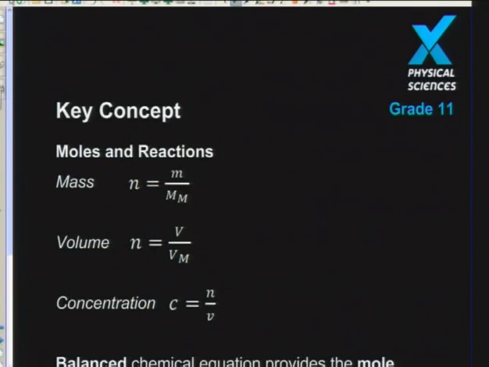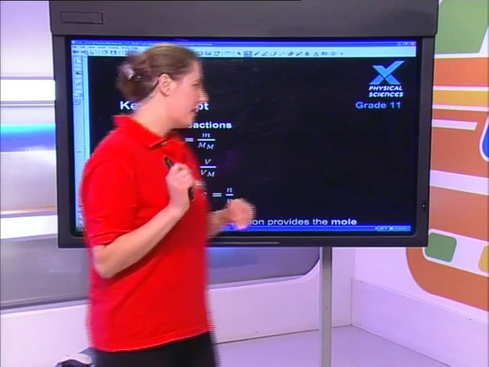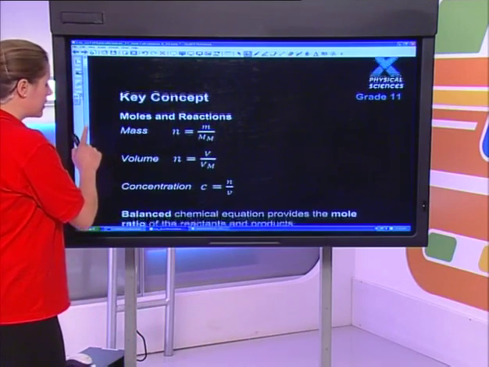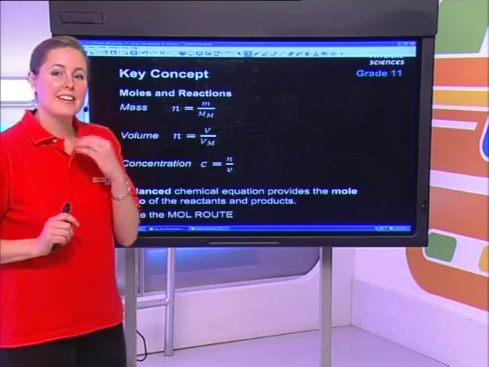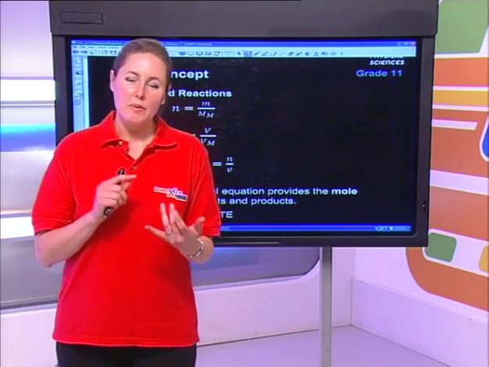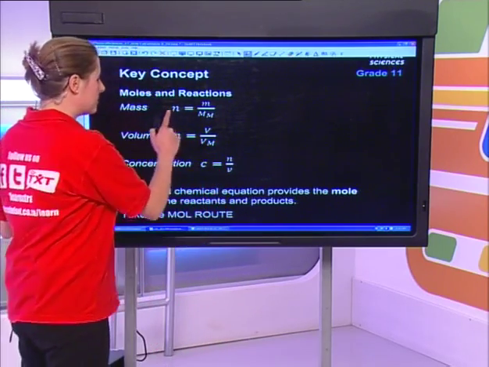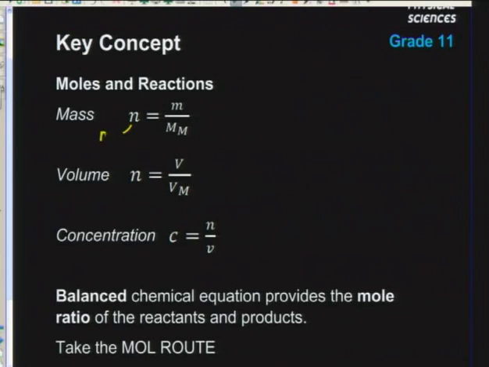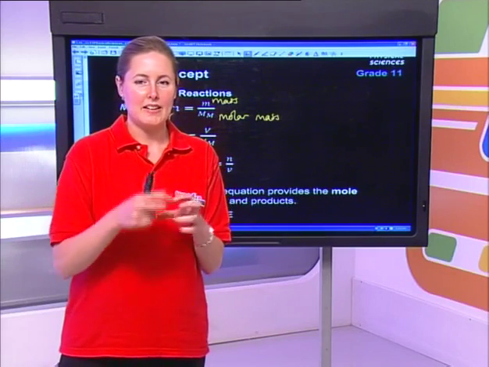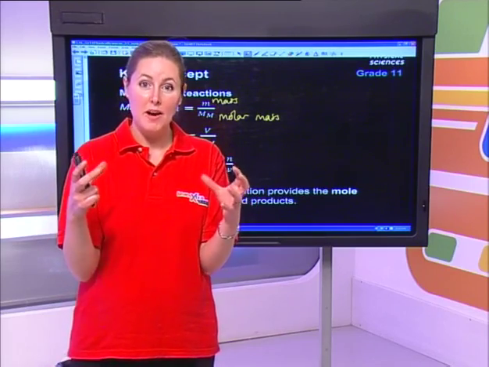I want us to recap a little bit about what we've done so far. We have looked at a number of equations that help us to calculate the number of moles. So when you're working with masses, the number of moles is equal to mass divided by the molar mass. And that molar mass you would work out from the periodic table. You'd get the relative atomic masses and work out the mass of the compound, and then you can take it from there.